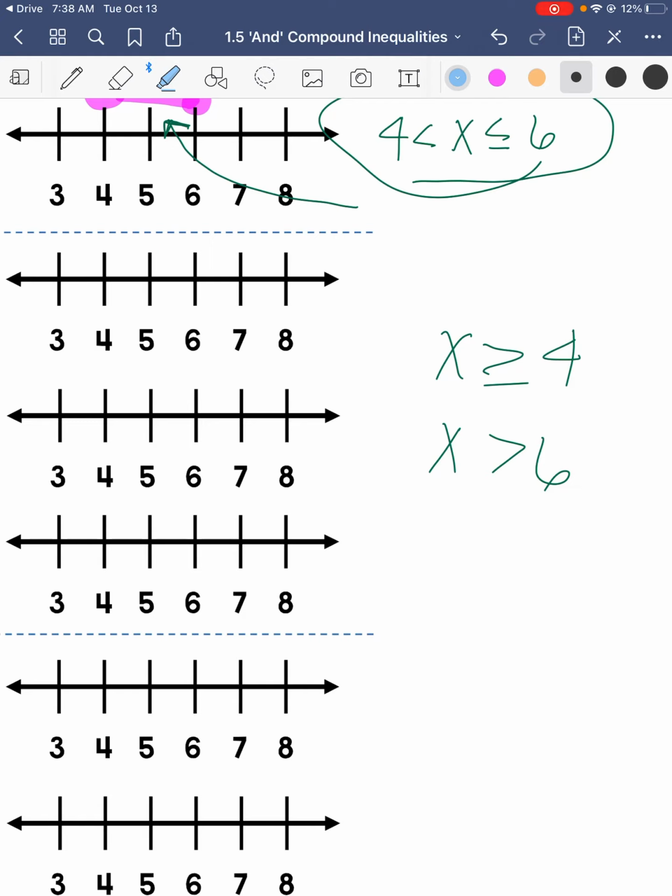Okay, so x is greater than or equal to 4, so our circle is going to go above 4. It's going to be a closed dot, and we're going to go to the right for the greater than. Okay, the second one, x is greater than 6, so our circle is going to be above 6. It will be open, and then it will be going to the right here. Okay, and now we're looking for what overlaps.